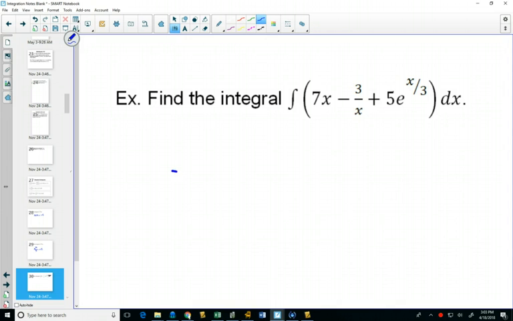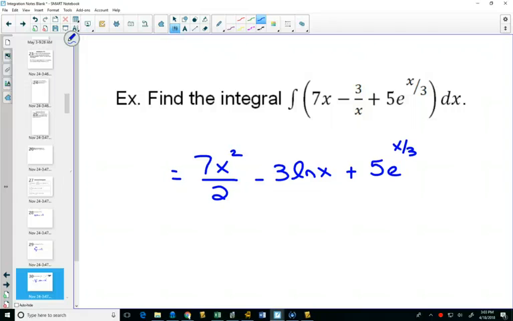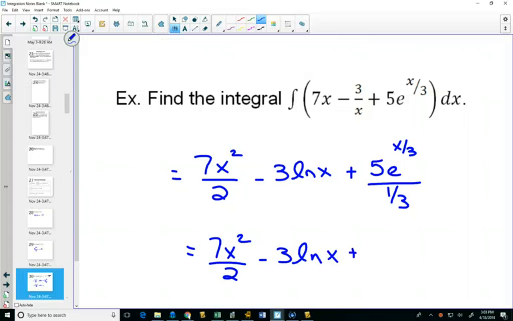All right, let's check how you did. Did you get 7x squared divided by 2 minus 3 natural log of x plus 5e to the x over 3 divided by 1/3, which, if you simplified that, plus c.